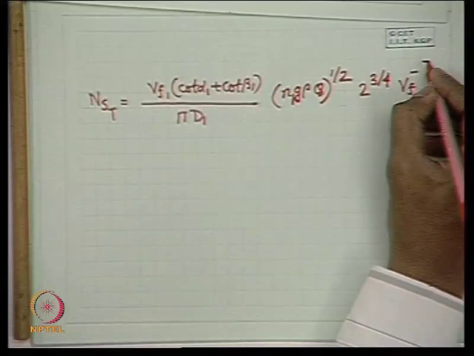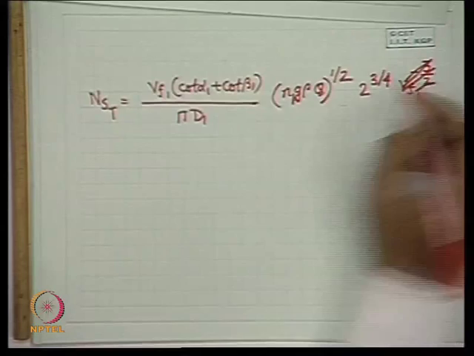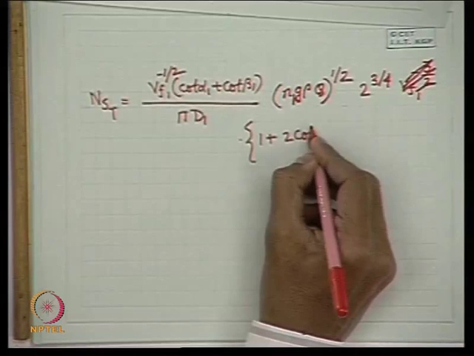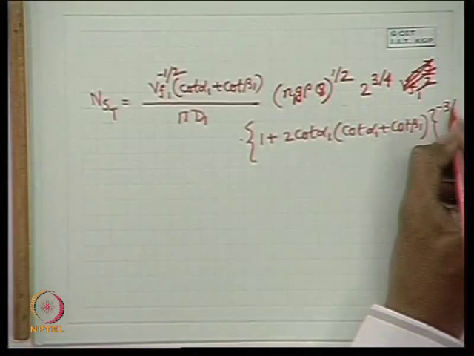3 by 4, minus 3 by 2, and there is another Vf1. So it will be ultimately Vf1 to the power minus half. Into what will be there? 1 plus 2 cot alpha 1 into cot alpha 1 plus cot beta 1, this to the power minus 3 by 4. So this is the final expression.